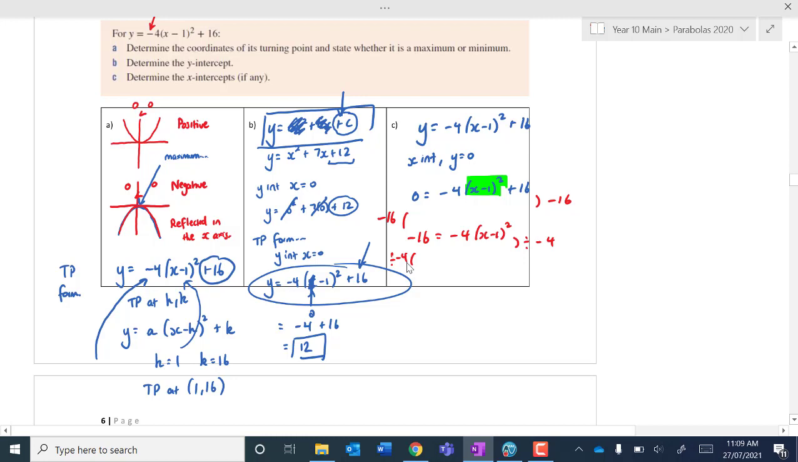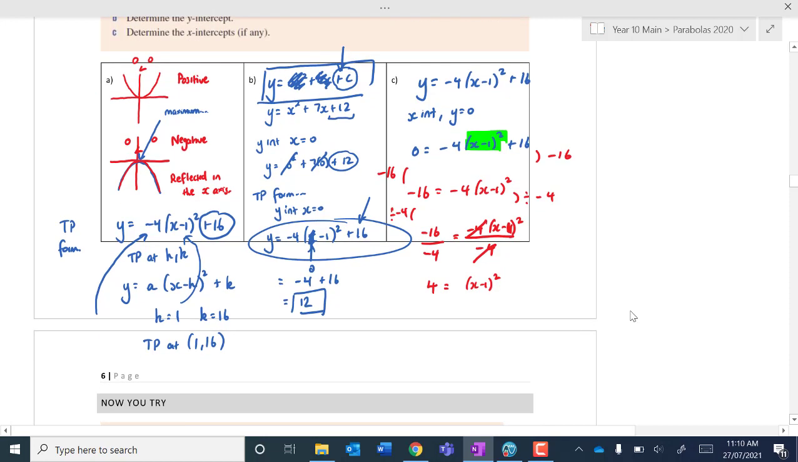Now, if I do that, we've got -16 divided by -4. The right-hand side, technically, we've got negative 4 and negative 4, but the whole point of that is we're doing the inverse operation to cancel it out. We're left with (x - 1)². Well, 16 divided by 4 is 4. Negative divided by negative is a positive. So that's going to be 4 = (x - 1)².